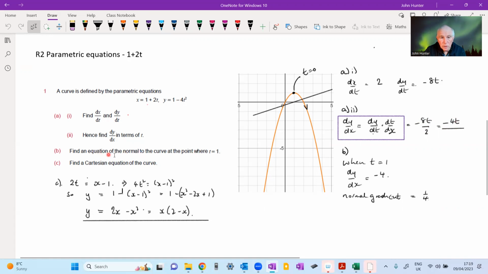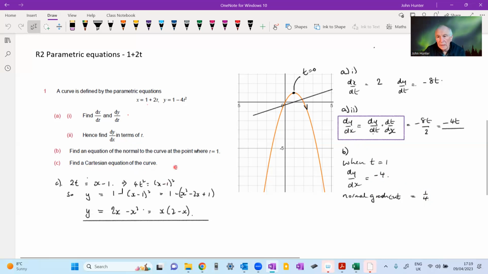It says find an equation of the normal to the curve at the point where t equals 1. Well, it's kind of ready-made here. If we substitute t equals 1 in here, then we're going to get the value of dy/dx, that's the slope of the line, when t equals 1. So that's minus 4, and therefore the slope of the normal to the curve is going to be the negative reciprocal of minus 4, and that's going to be a quarter.